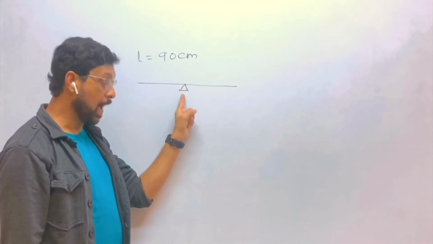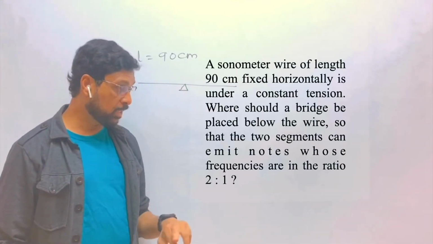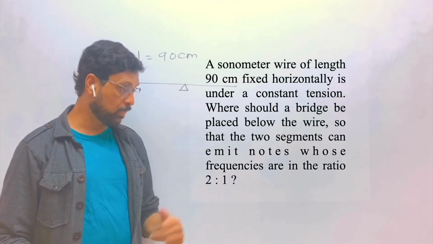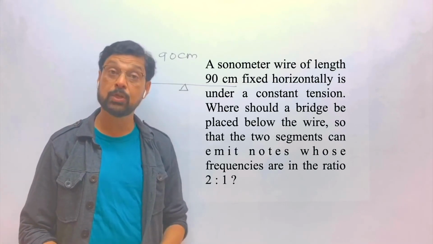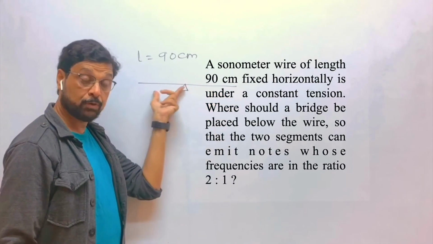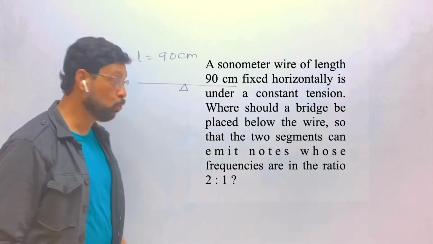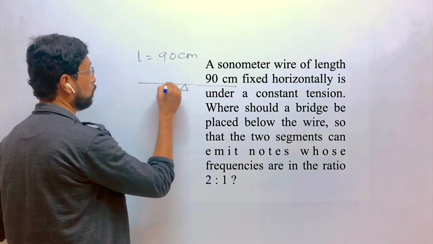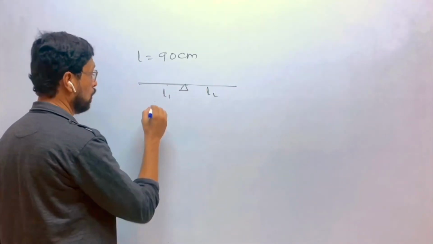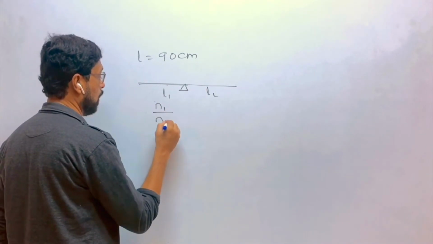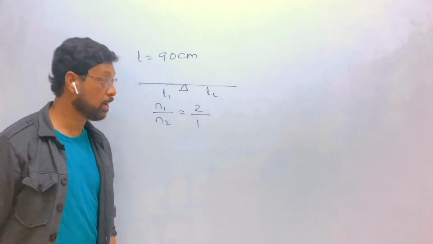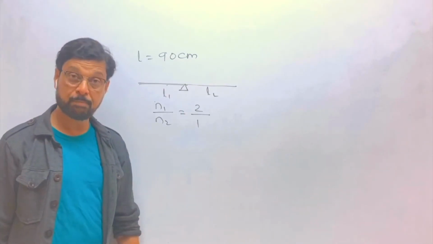तो पूछ रहा है कि कहाँ पर रखना है, so that the two segments can emit notes whose frequencies are in the ratio 2:1. ये जो दो segments बने हैं, इनके frequencies का ratio होना चाहिए 2:1. Means अगर suppose ये length को हम बोलते हैं L1, इसको बोलते हैं L2, तो N1 upon N2 should be equal to 2 upon 1. Where should the bridge be placed?